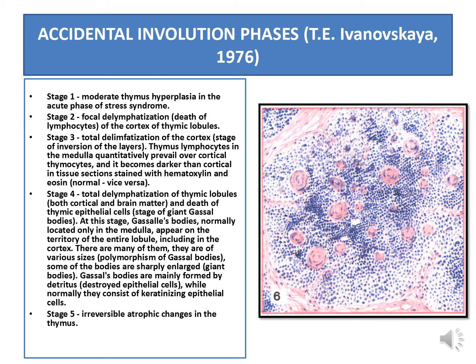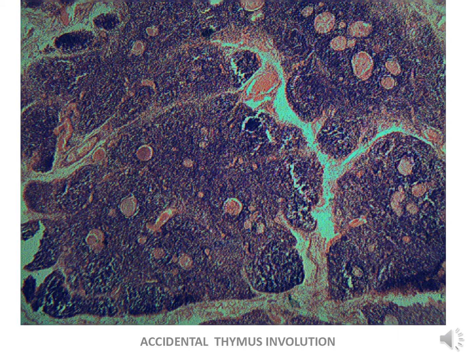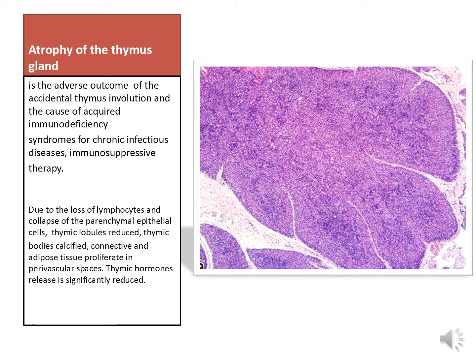And stage 5: irreversible atrophic changes in the thymus. In that case, we see tiny lobules and vast areas of connective tissue. Here you see the histological features of thymus involution. We see a lot of Hassall bodies. We can't see a difference between cortex and medulla. We see enlarged areas of connective tissue. Next pathology, atrophy of the thymus gland.